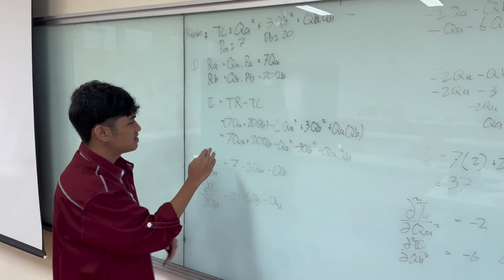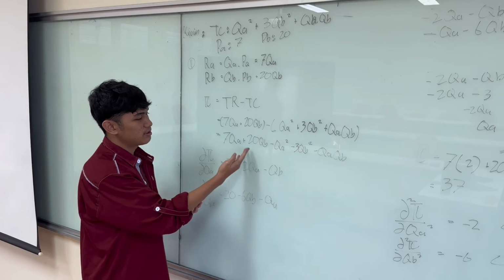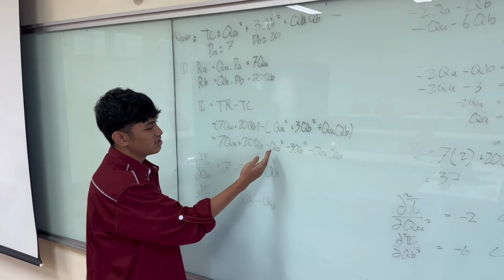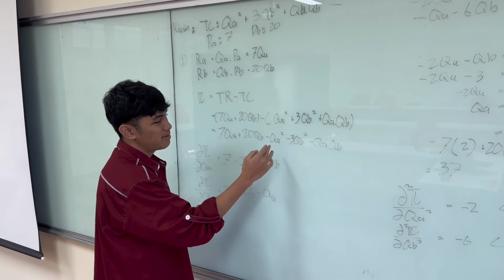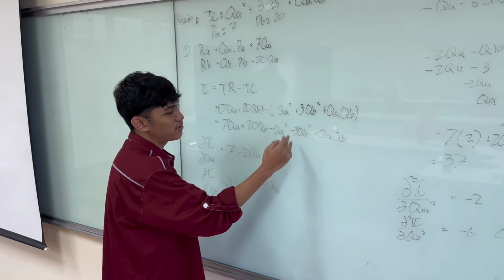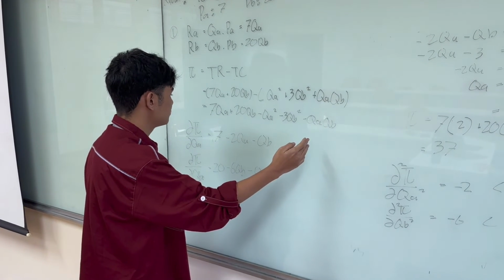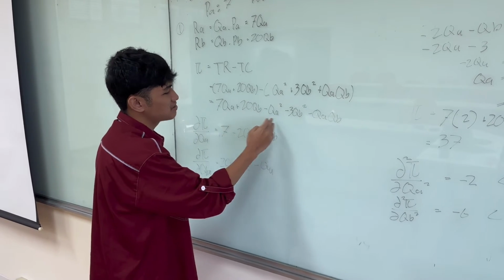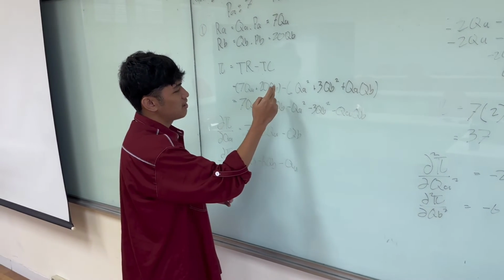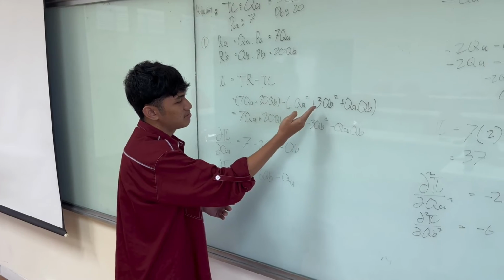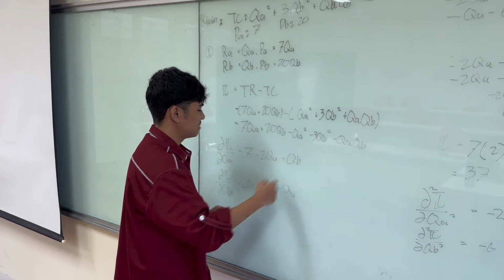The result is 7 QA plus 20 QB minus QA to the power of 2 minus 3 QB to the power of 2 minus QA times QB. Why is this minus? Because minus times plus equals minus.